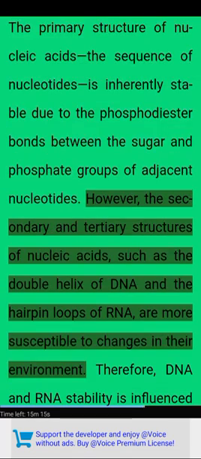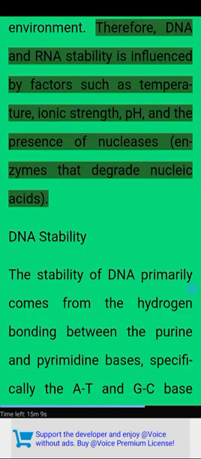However, the secondary and tertiary structures of nucleic acids, such as the double helix of DNA and the hairpin loops of RNA, are more susceptible to changes in their environment. Therefore, DNA and RNA stability is influenced by factors such as temperature, ionic strength, pH, and the presence of nucleases, enzymes that degrade nucleic acids.